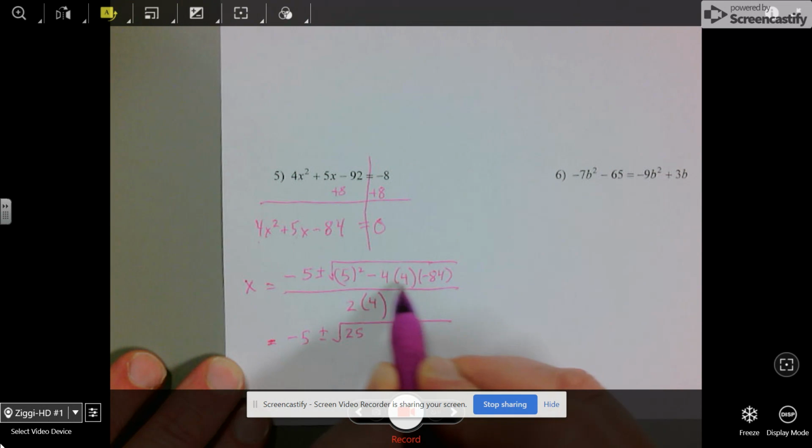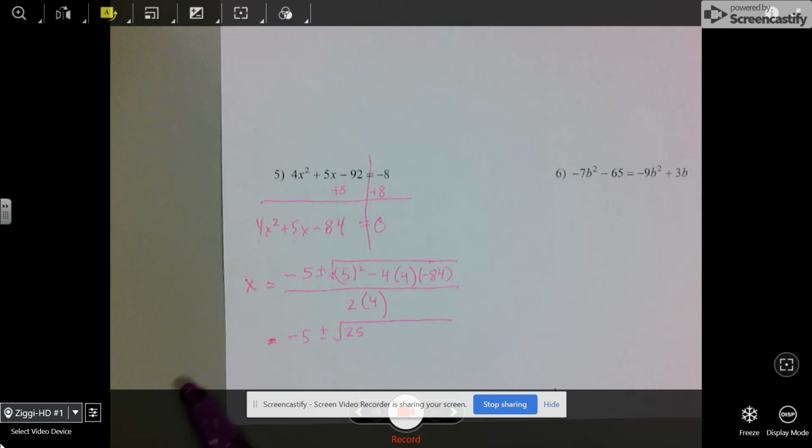So I have negative 5 plus or minus the square root of 1,369, over 8. And I'm going to see if 1,369 is a perfect square. I hope so. 37. So negative 5 plus or minus 37 over 8. Negative 5 plus 37 over 8. Negative 5 minus 37 over 8. It's kind of tedious. 32 over 8, which is 4, and negative 42 over 8, which is negative 21 over 4.